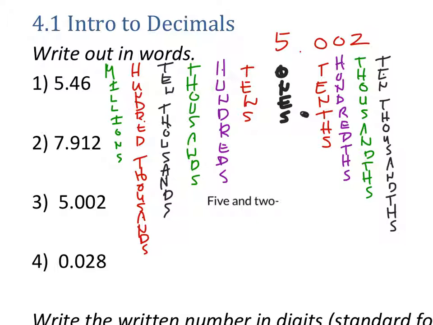Sometimes we'll put a dash on that. Thousandths. 5 and 2 thousandths. Let's look at number 2 as well. So this one gives us 7.912.